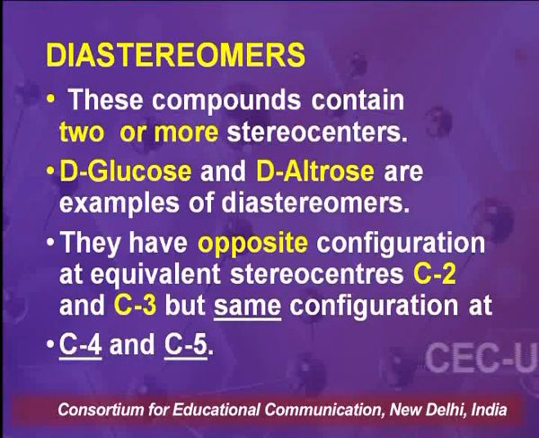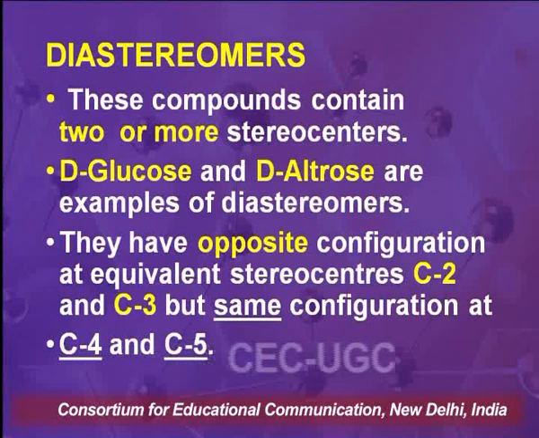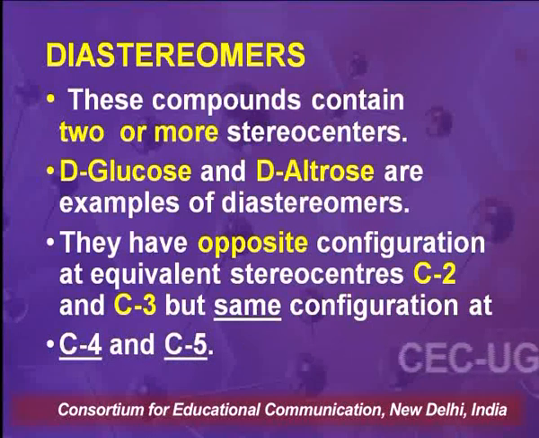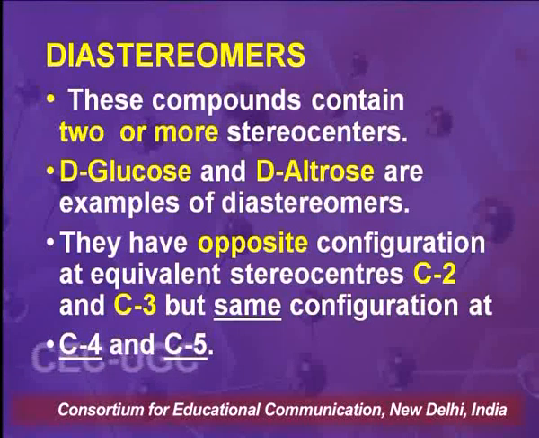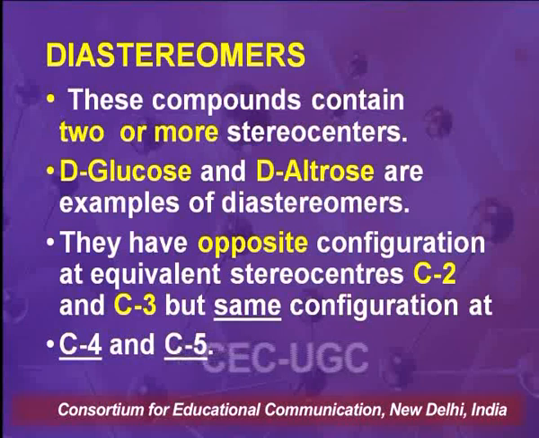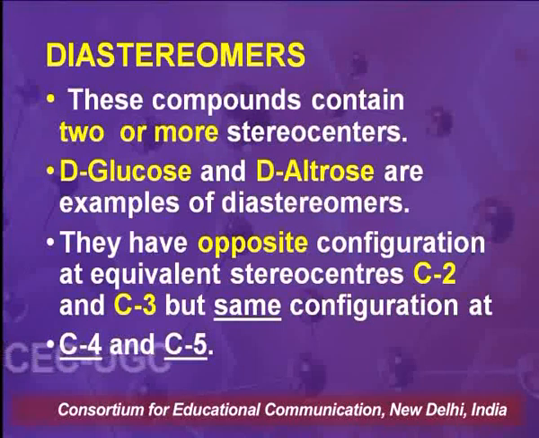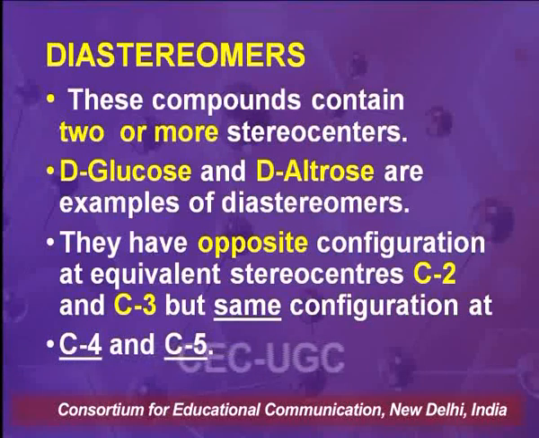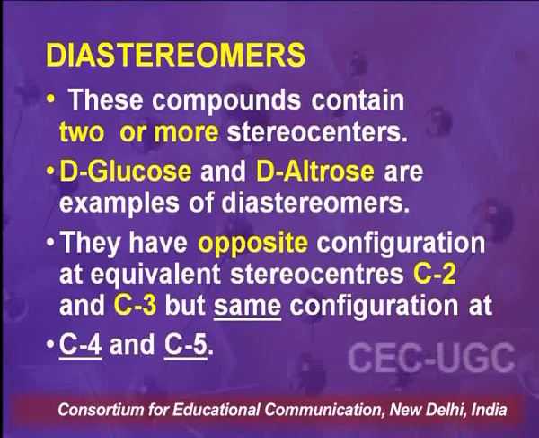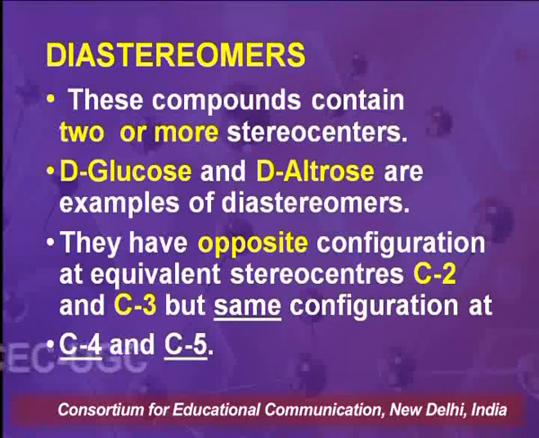But what is the relationship between D-glucose and D-talose? Are they enantiomers? The answer is no. They are diastereomers. So what do we mean by diastereomers? We say those stereoisomers which have 2 or more chiral carbons and which have opposite configuration at only some of the chiral carbons are diastereomers.